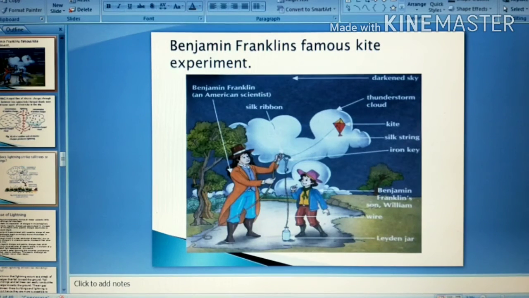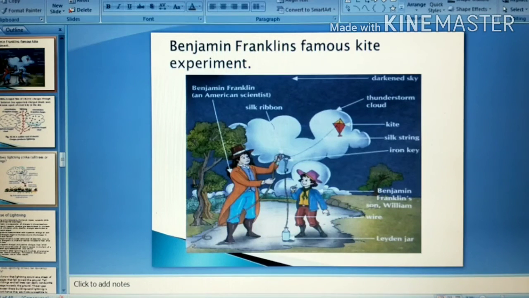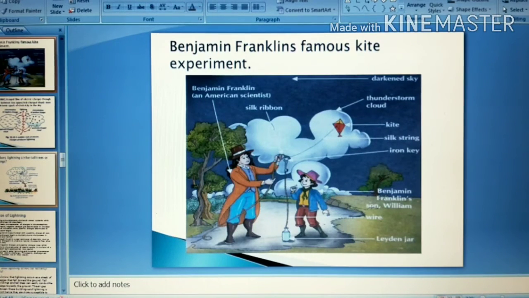When Franklin touched the key, he received a shock because the negative charges in the key were so strongly attracted to the positive charges in his body that a spark jumped from the key to his hand. This experiment showed that lightning was actually due to static electricity. Now Franklin realized that this form of electricity would be charged over a conductor and passed into the ground. He invented the lightning rod and the lightning conductor. Now let's study how lightning is caused.